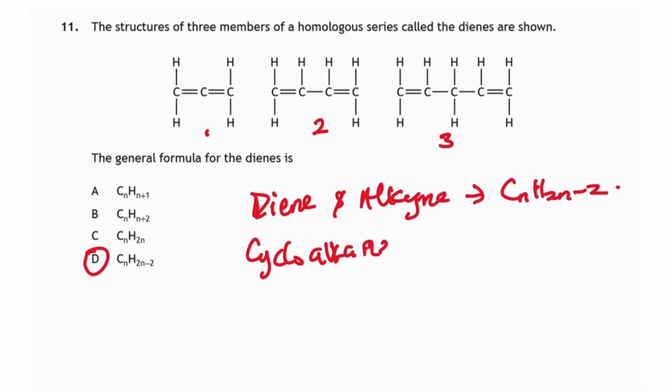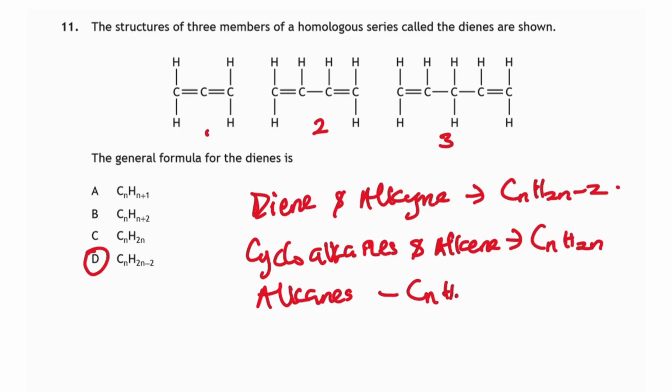Cycloalkanes and alkenes share the same formula, CnH2n. And alkanes have the formula CnH2n plus 2.